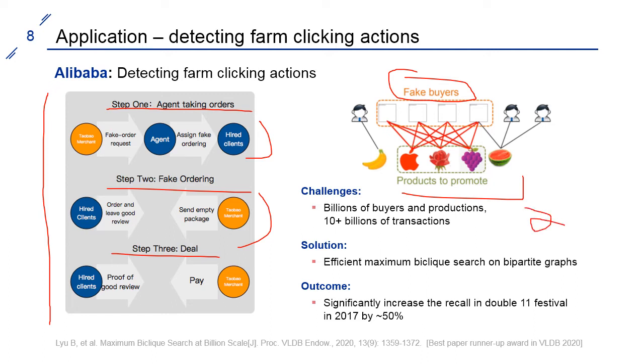In the scenarios of Alibaba, the challenges are the balance of buyers and products and more than 10 plus balance of transactions. Using the efficient maximum biclique search approach on bipartite graphs will significantly increase the recall, as they tested in the Double 11 Festival in 2017. And this paper was also published in VLDB 2020 and won the Best Paper Runner-Up award.